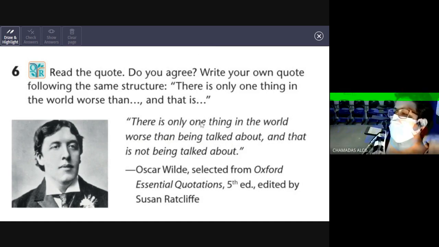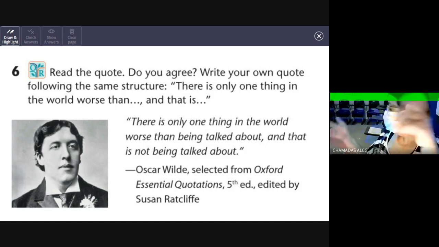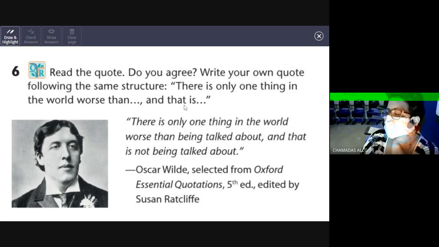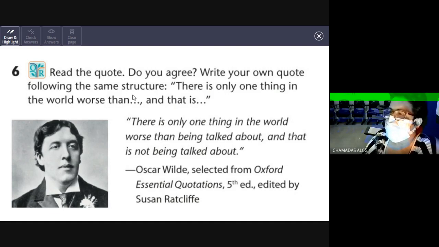So there is only one thing in the world worse than being talked about, and that is not being talked about. In other words, falem mal, mas falem de mim. Okay? No way, guys. So here, they want us to create another quote using the same structure. There is only one thing in the world worse than, and that is, okay? So how would you complete the sentence here?